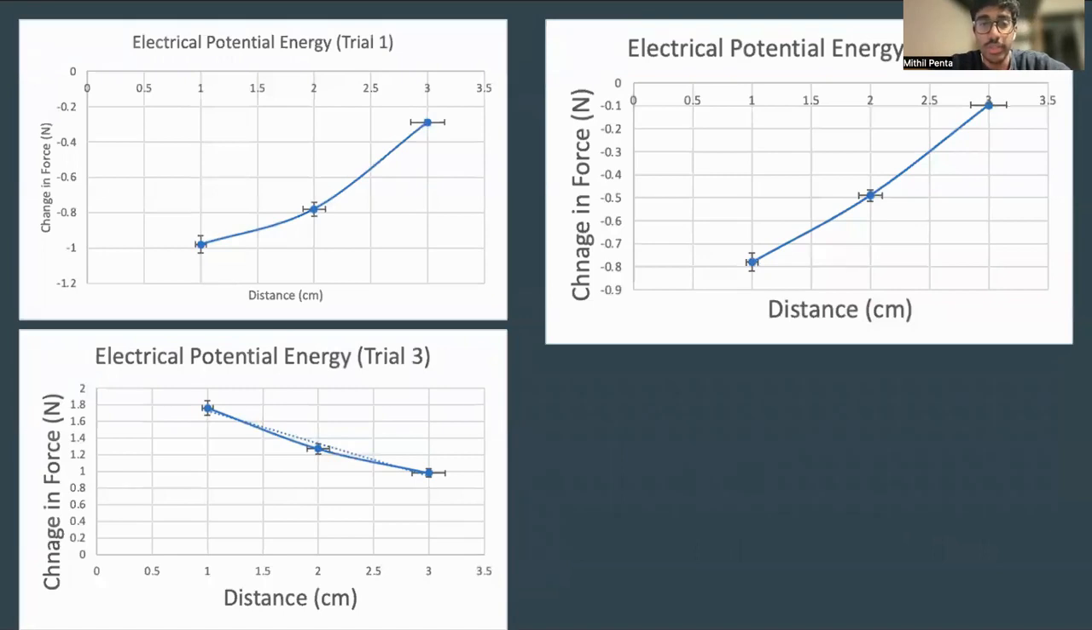And then we graphed it using the change in force, using F is equal to ma, Newton's second law, to find that change in force from the Fg that is equal to the electrical force that is present at 3 centimeters, 2 centimeters, and 1 centimeter. And we do that for all 3 trials.